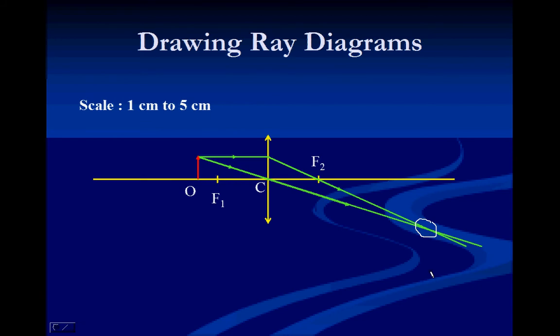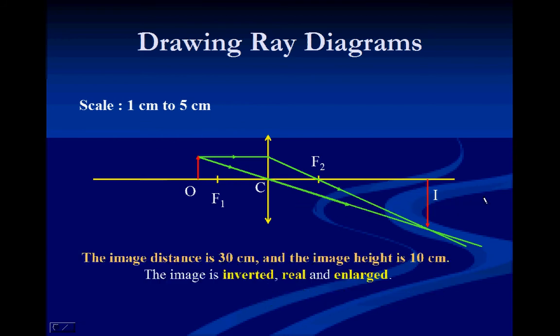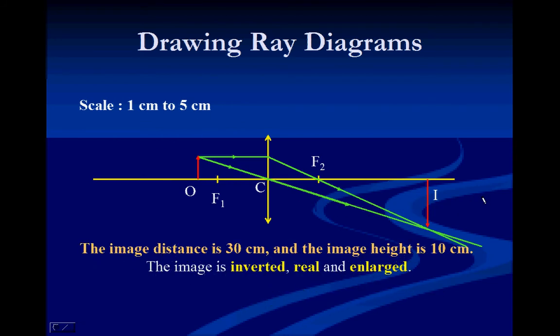So we can also now draw the image on the right side of the lens, indicated by the inverted red color arrow, and I label this as the image I. The conclusion we can come up with from here is that the image distance is 30 cm and the image height is 10 cm. These numbers are obtained by using actual measurement. You can try this on a piece of paper. You should be more or less getting the same numbers.